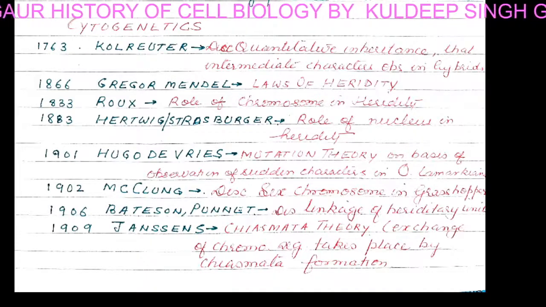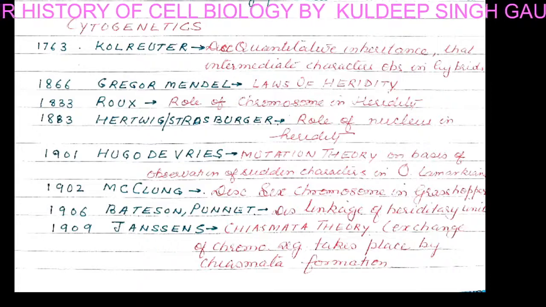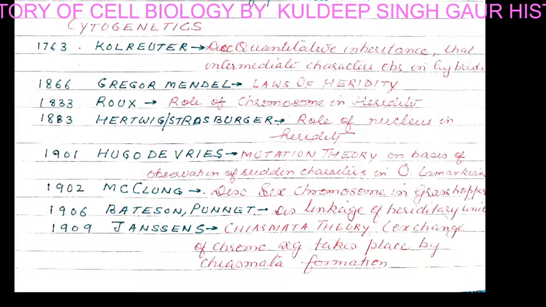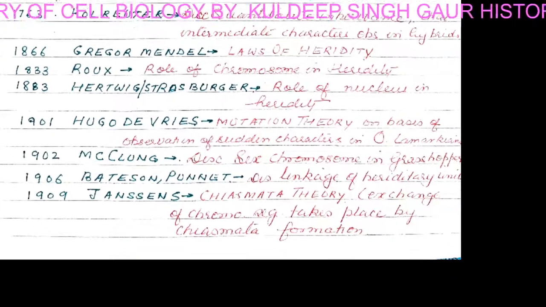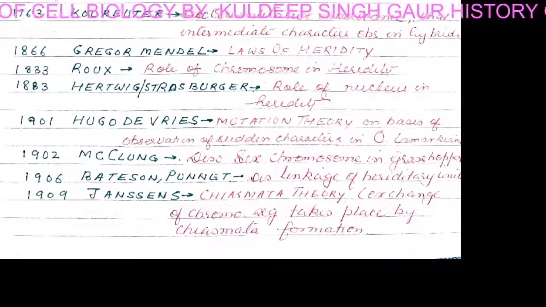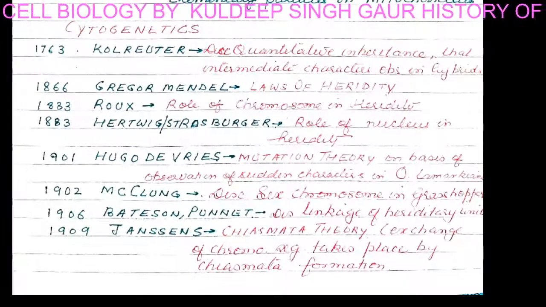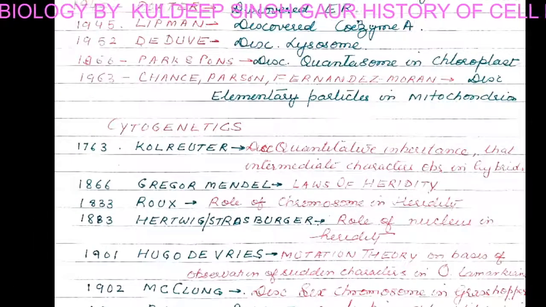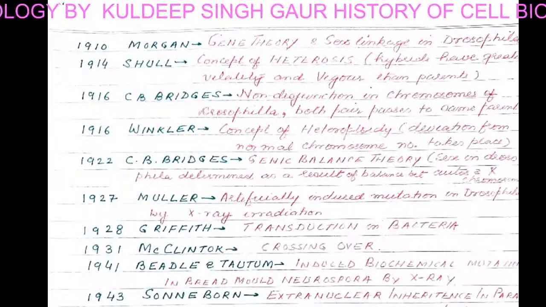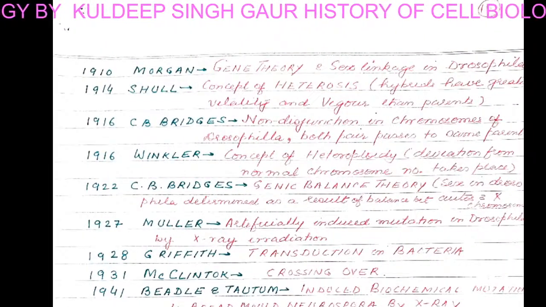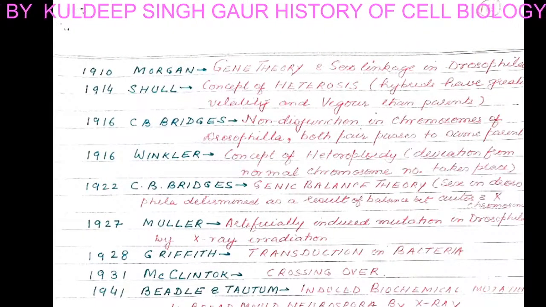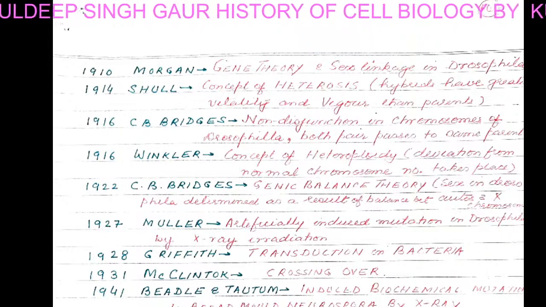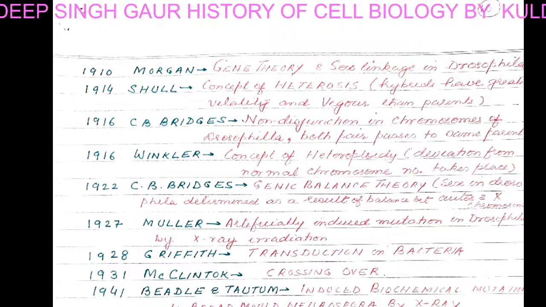1906, Bateson and Punnett discovered linkage of hereditary units. Some traits remain associated for generations. This is called linkage. In 1909, Janssens discovered chiasmata, that the exchange of chromosome segments takes place only because of the formation of chiasmata during the process of crossing over. 1910, Morgan put forth gene theory and sex linkage in Drosophila.